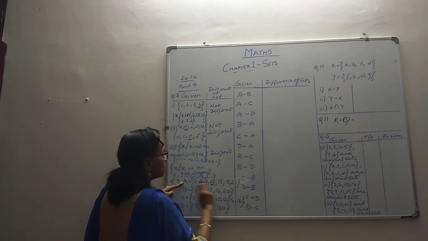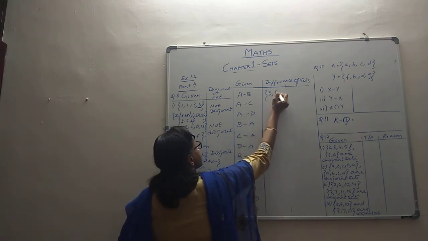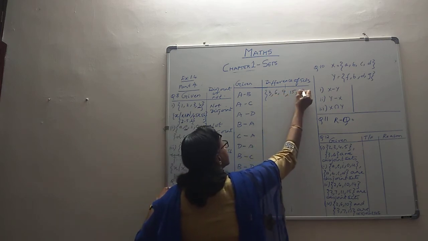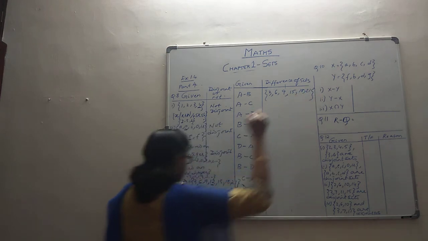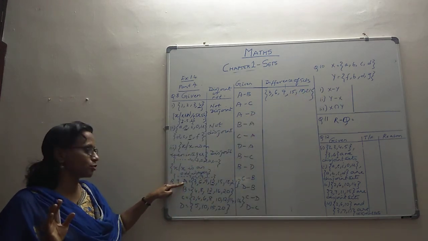That's all. So from A, you remove 12. So what is remaining? 3 is there, 6 is there, 9 is there, 15 is there, 18 is there and 21 is there. That's it. So they have to be there. Only the common element you're going to remove.